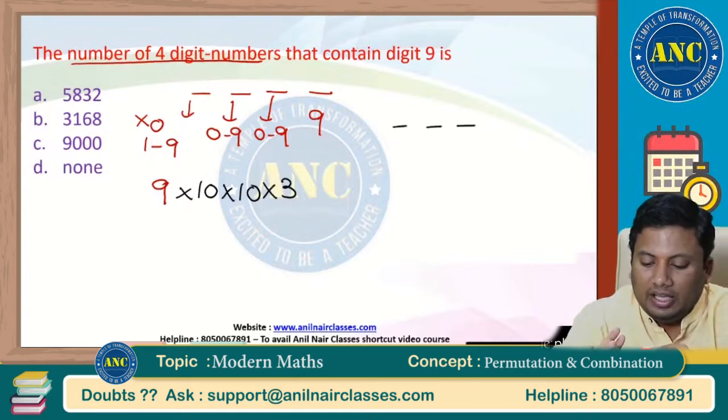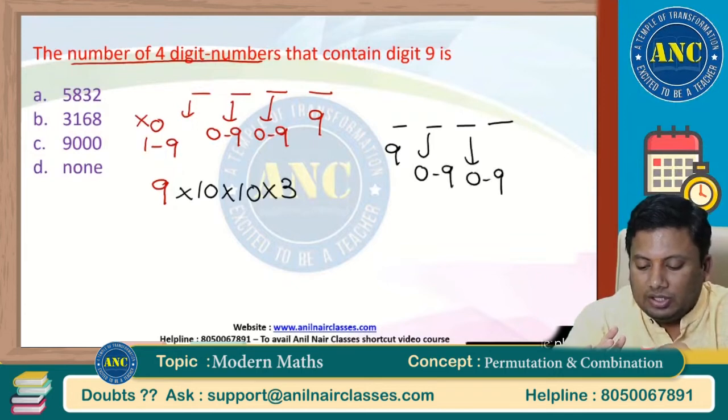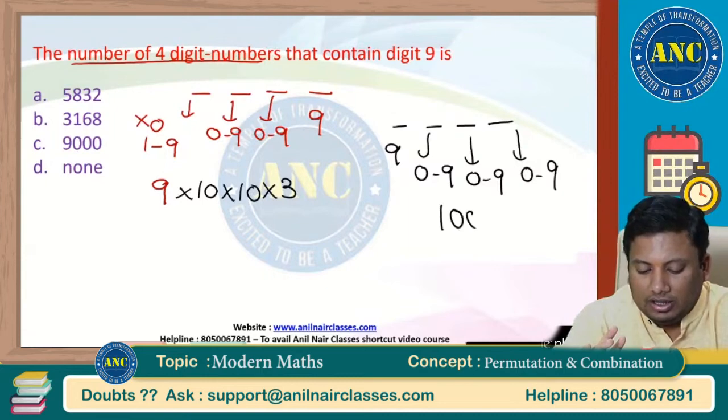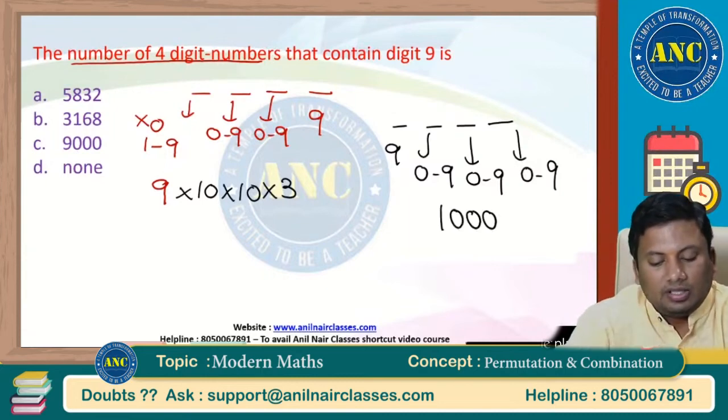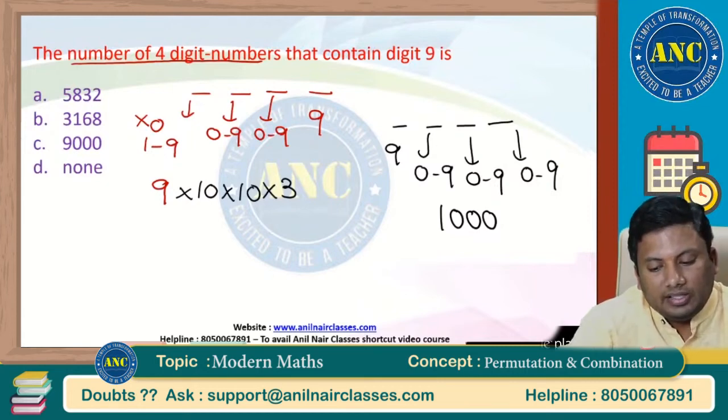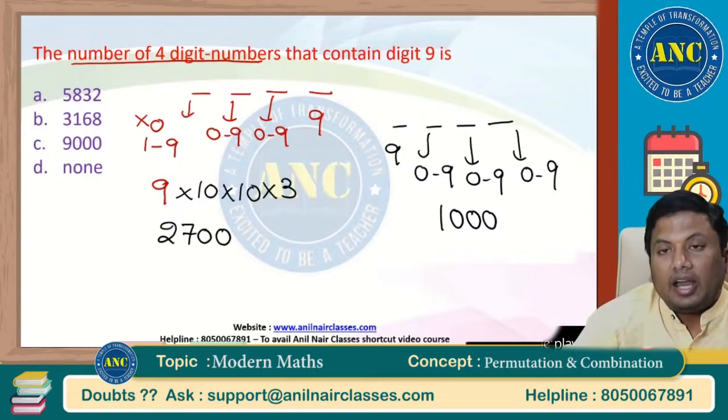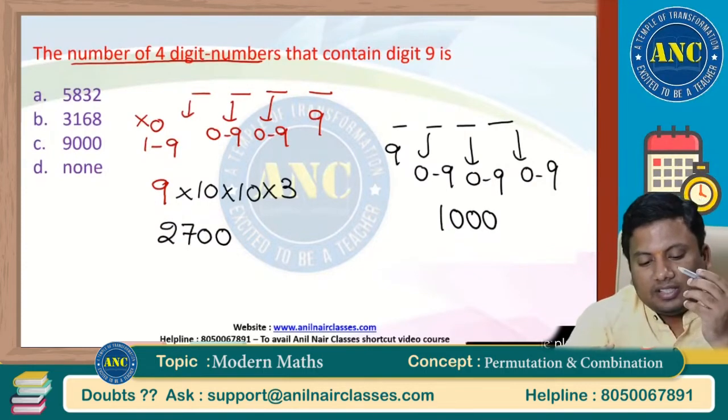If 9 is present in the leftmost place, here it is 0 to 9, here 0 to 9, here 0 to 9. This is nothing but 1000. So here it is 27, what is this, 2700 plus 100. 9 is present at least once, I did that.